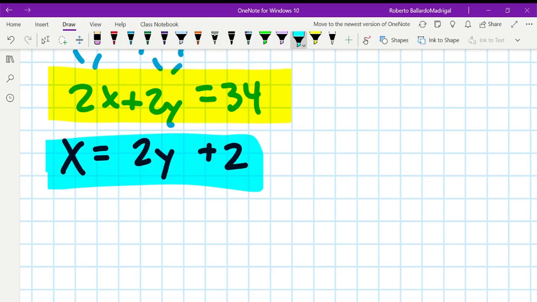All right, what method, what strategy do you anticipate we're going to use to solve for these variables? Elimination would be kind of complicated. Substitution would be easier because we have already solved for x. You're going to have 4 minutes to complete this problem.